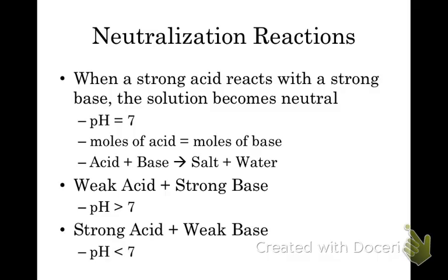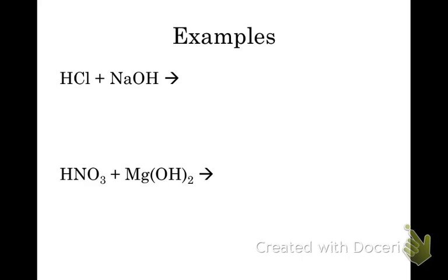If you have a strong acid and a weak base, it actually ends up being, the neutral point ends up being a little bit less than 7. So again, we want to figure out where the H plus concentration will equal the OH minus concentration. And so for a strong acid and weak base, that will end up being less than 7 in the acidic range. So here we have two examples.